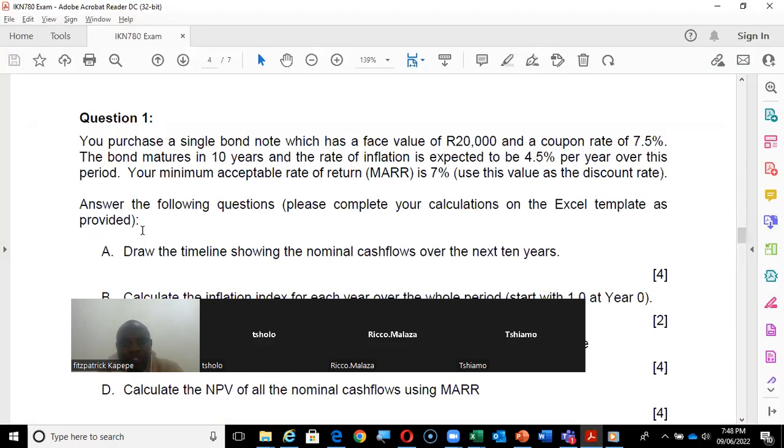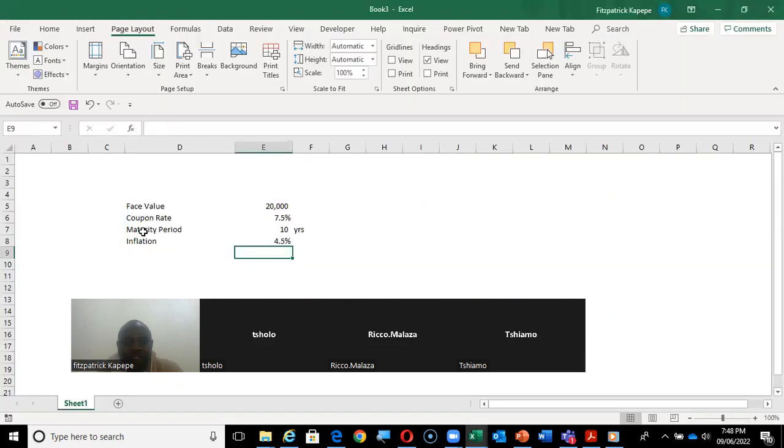Your minimum acceptable rate. If you have seen the way I'm doing it, these are small techniques, because you are going to be given your PDF. I'm sure that PDF will obviously be electronic. You also have Excel, which will be electronic. So you just press Alt Tab like this.